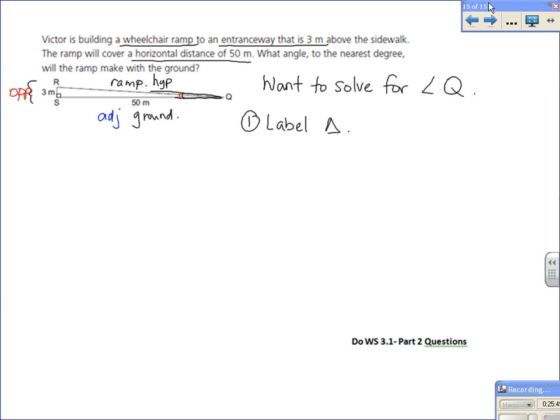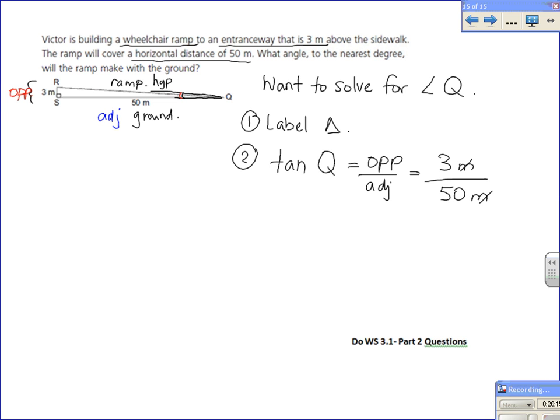Okay, I'm going to use my tangent ratio here to figure out what I have. The tan of Q is equal to the opposite over the adjacent, and I know that the opposite side is equal to 3 meters, and the adjacent side is equal to 50 meters. So the meters are going to cancel here. I have 3 over 50. So the tan of Q is equal to 3 divided by 50. In my calculator, I take 3 and divide it by 50. That's 0.06. So the tan of Q is equal to 0.06.